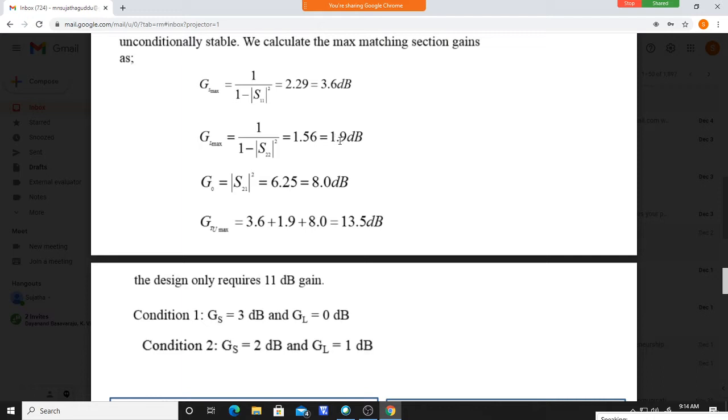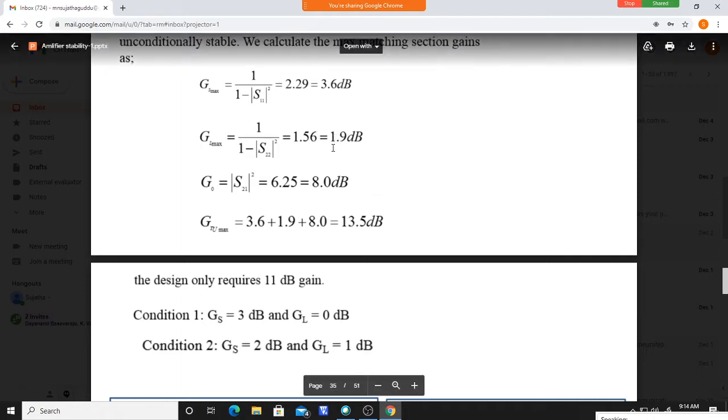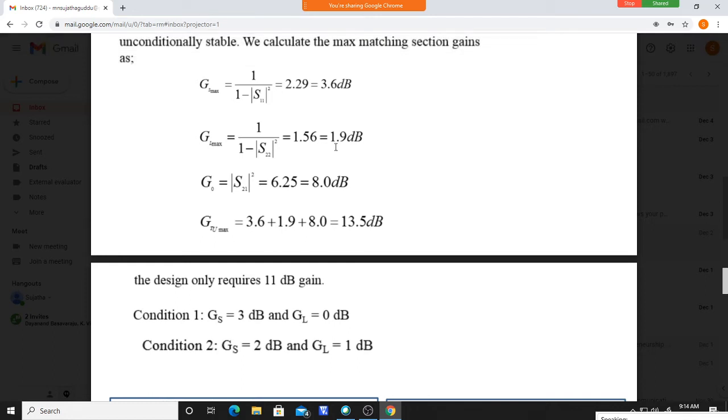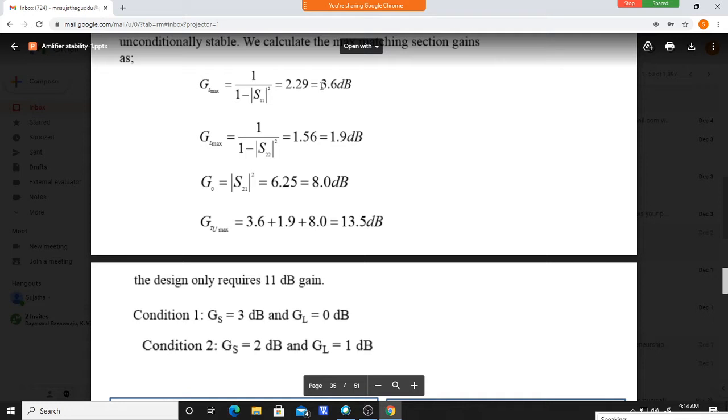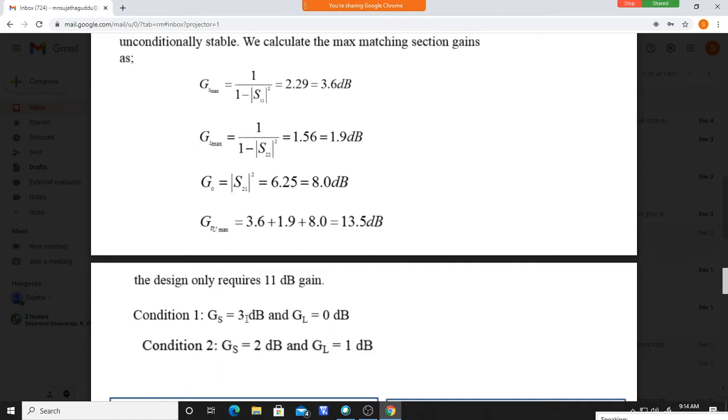That's why most of you took it as 1 dB, I think. Okay, that is also correct. But another way, some of you may think you can take 0 dB here and 3 dB here. Then also you will be getting 11 dB. That is correct, so that is one more option.